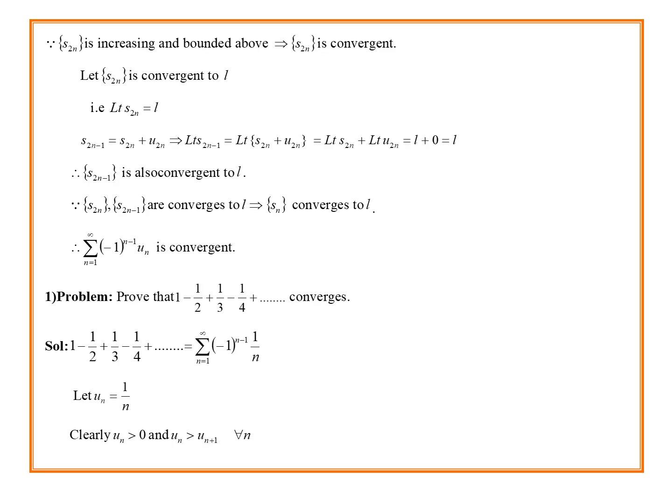So finally what you observe here is that the sequence S of 2n is increasing and bounded above. Increasing and bounded above, by the known theorem, our sequence S of 2n is convergent. Once it is convergent, the limit exists. So S of 2n converges to L, that is limit S of 2n equal to L. Next we take the subsequence S of 2n minus 1. It can be written as S of 2n plus u of 2n. That implies, applying the limit on both sides, limit S of 2n minus 1 is equal to limit of S of 2n plus u of 2n.